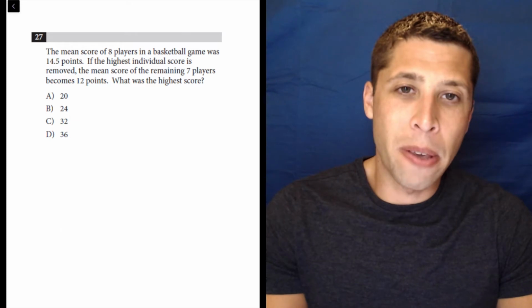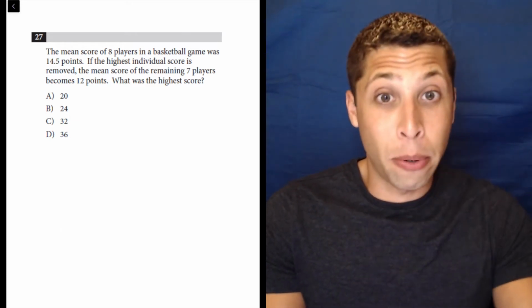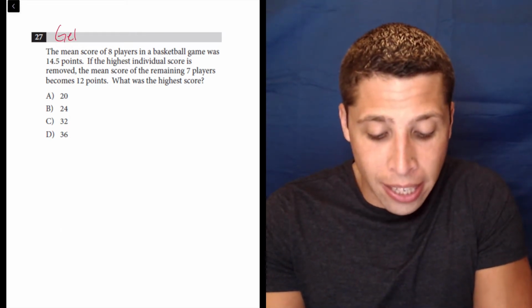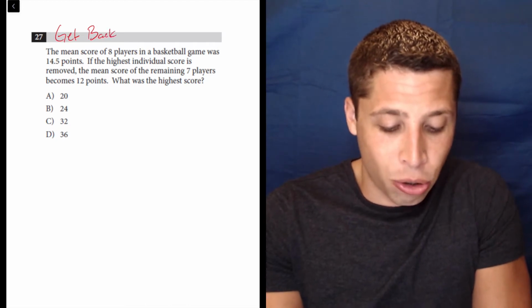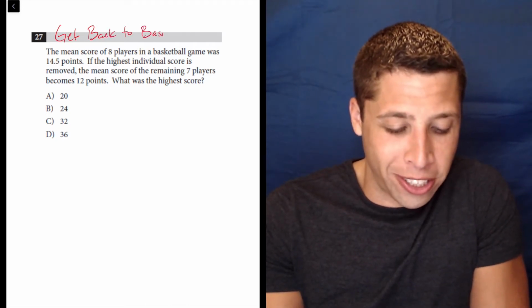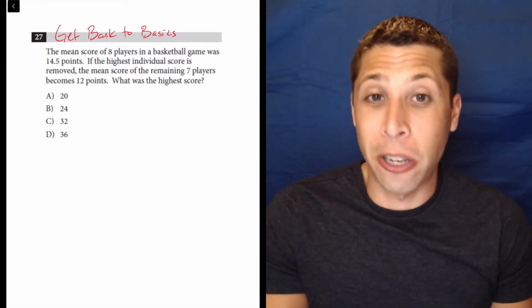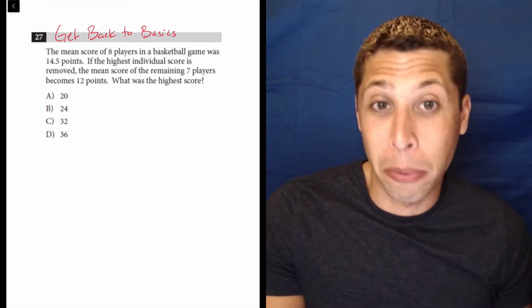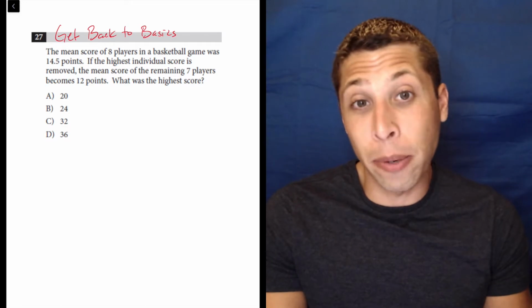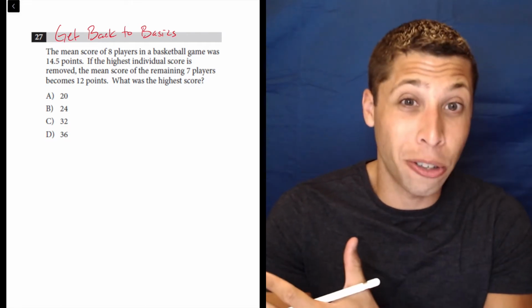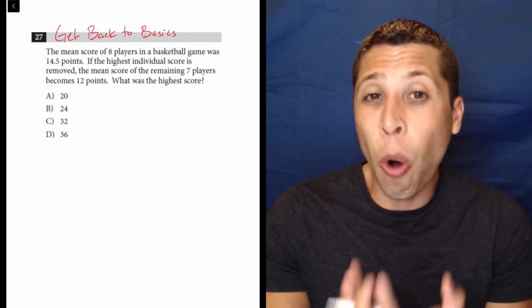This question is maybe one of my favorite examples to show off the get back to basics strategy. I feel like this strategy doesn't get a lot of credit on the SAT because it usually gets overshadowed by the more interesting ones like guess and check, arithmetize, plug points into equations, but it's really valuable. And even in cases where we're using the other strategies, get back to basics is always there.